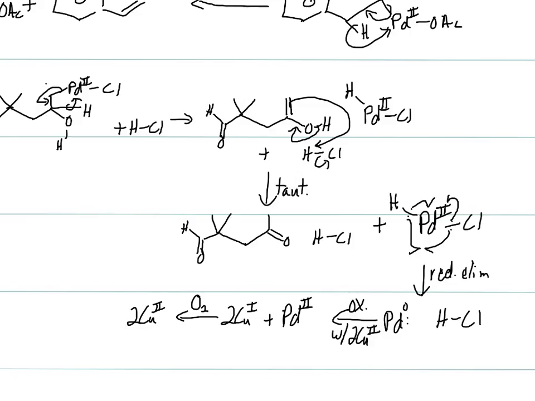Palladium 0, of course, is not what we want. We want palladium 2. Use the co-catalyst copper 2. 2 of those take electrons away from the palladium, make 2 copper 1s, which then get oxidized by O2 back to copper 2, and we begin the cycle again.